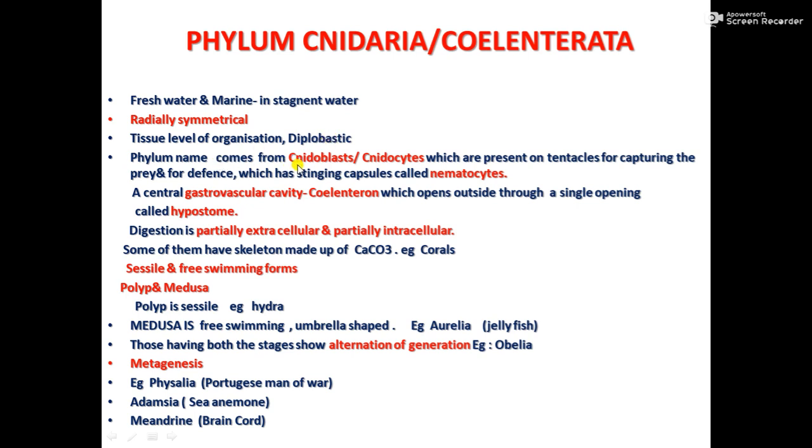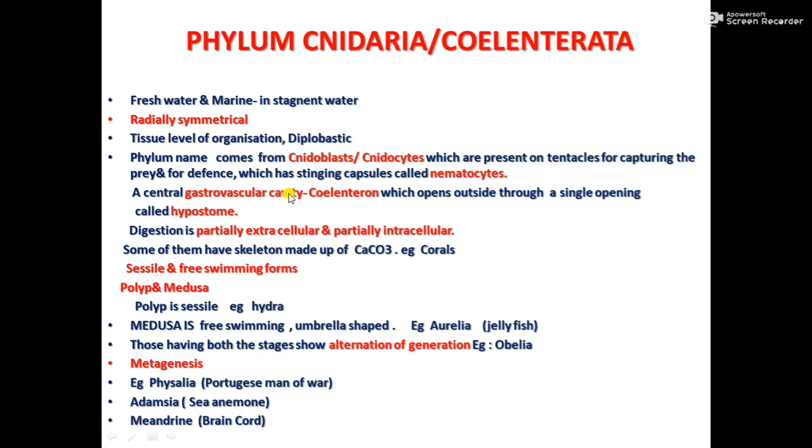Then as I told you in the beginning, the phylum name comes from cnidoblasts or cnidocytes, which are present on tentacles for capturing the prey and for defense. So these cnidoblasts help them to capture the prey, to feed, as well as for defense. And these cnidoblasts have stinging capsules called nematocytes. These are very specialized organelles in the cell, the cnidoblast. So nematocytes are stinging capsules.